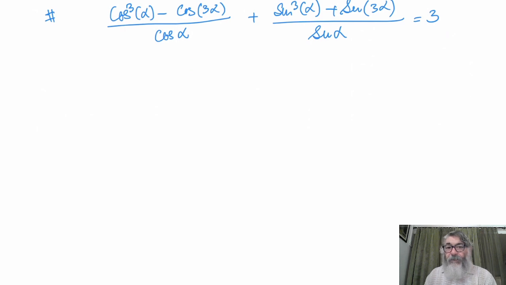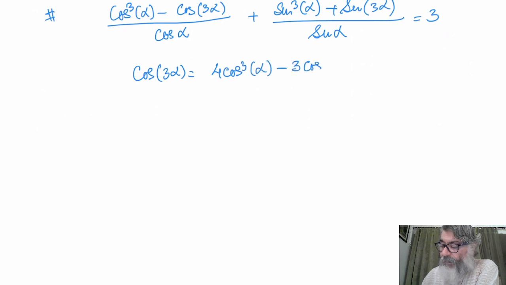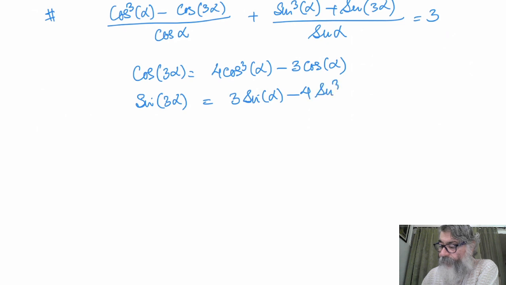Now you can see cos 3 alpha is there, so we have to use the formula for cos 3 alpha and the formula for sin 3 alpha. Cos 3 alpha is 4 cos cube alpha minus 3 cos alpha, and sin 3 alpha is 3 sin alpha minus 4 sin cube alpha. These are the formulas which we have already discussed with you.